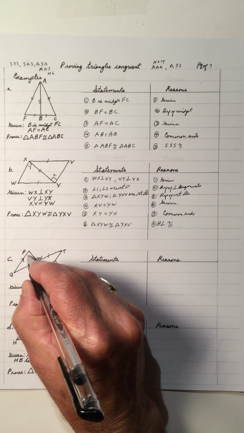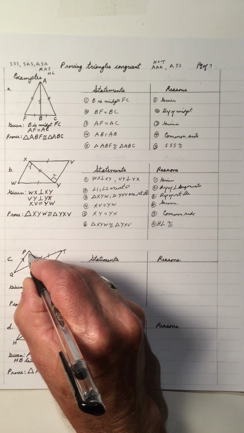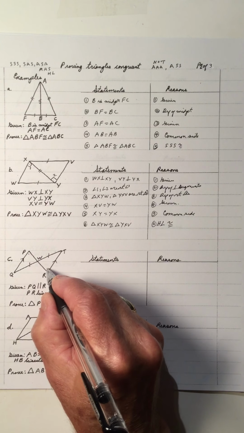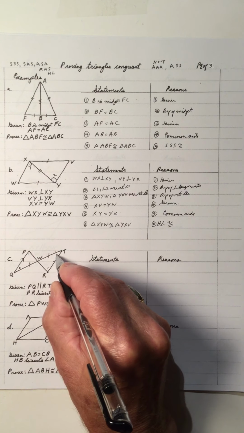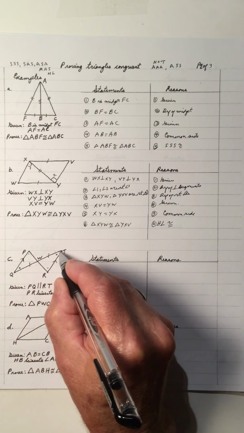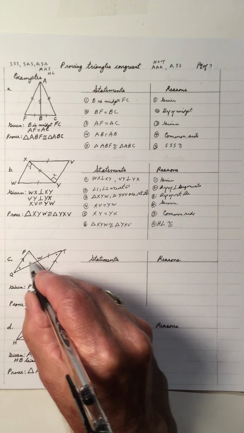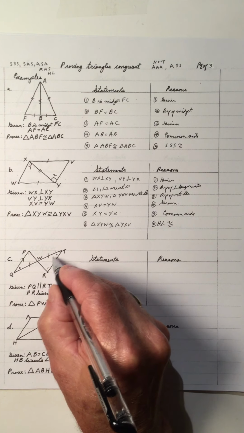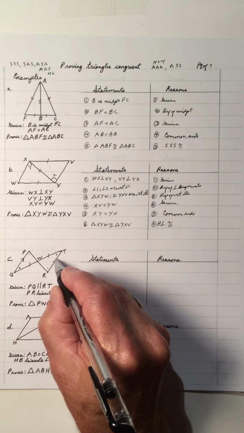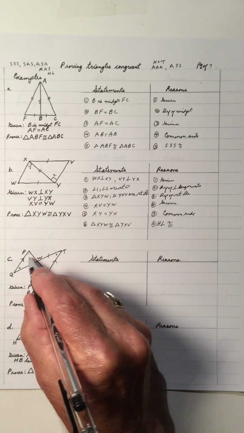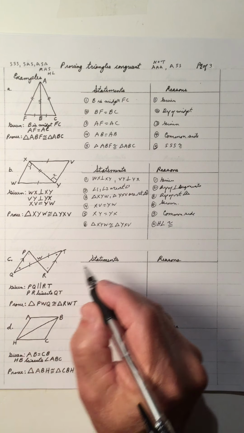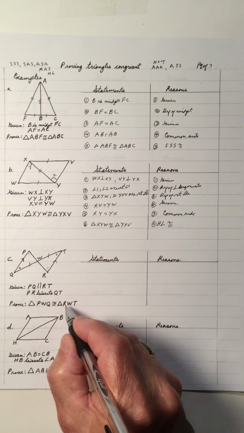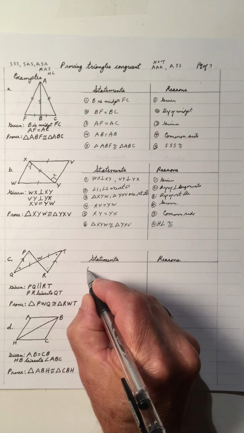So I could go with this angle right here, which is P equals R. I could say that this angle here, Q, is equal to T. Because of the parallel lines, the alternate interior angles are equal. And these are alternate interior angles equal. So I have the triangles congruent by AAS. So I have the proof laid out, so let's write it up.